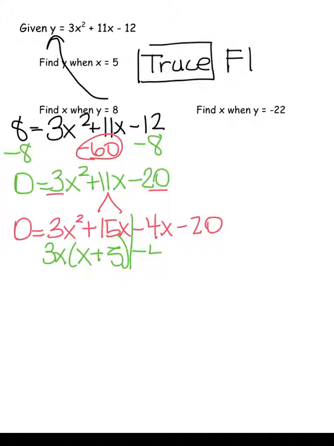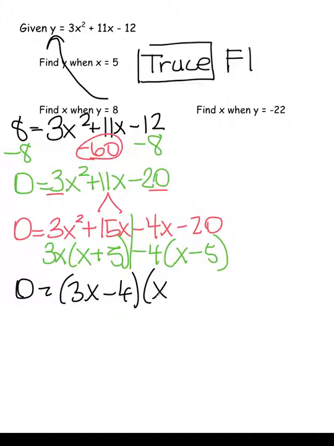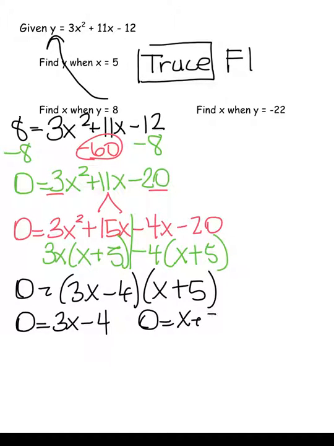Over here, negative 4, so x minus 5. And so suddenly we have it factored. We have 0 equals 3x minus 4 times x plus 5. Sorry, I realized in the last step I forgot to write plus 5 there. Negative 20 divided by negative 4 is positive 5. So, now we can use the zero product property. We have 0 equals 3x minus 4, and 0 equals x plus 5.